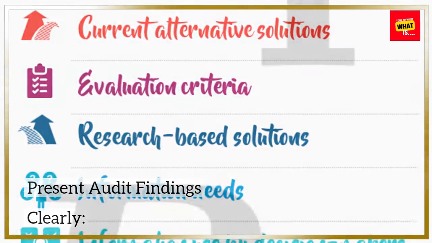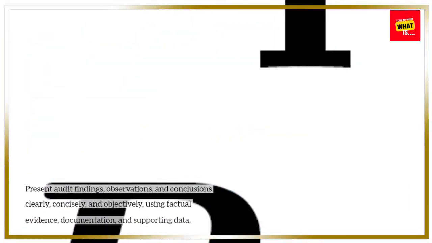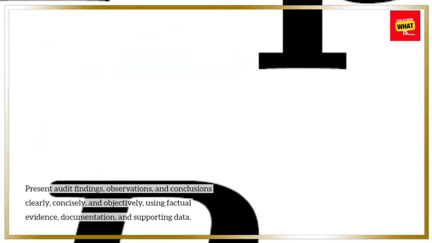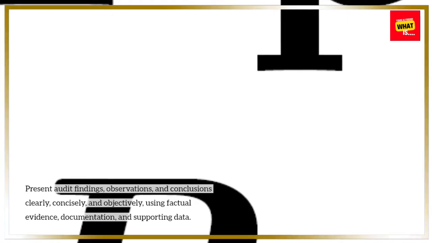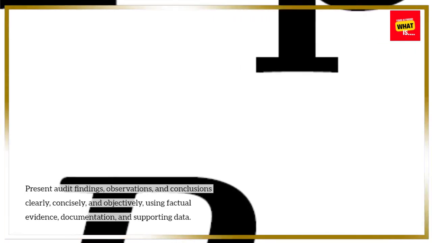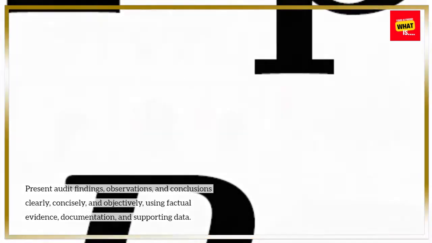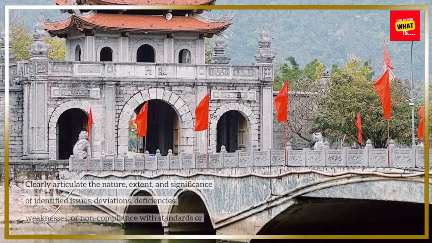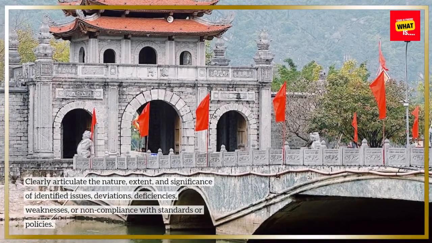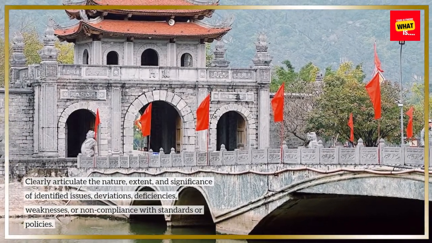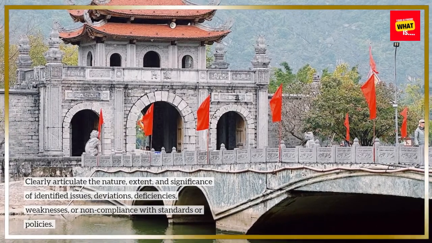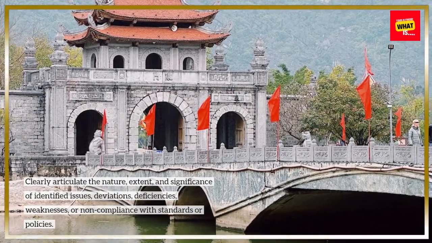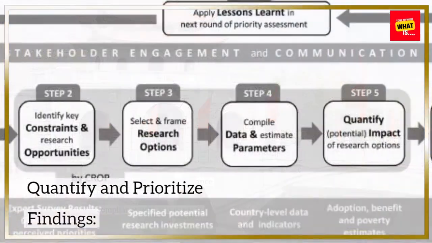Present audit findings clearly. Present audit findings, observations, and conclusions clearly, concisely, and objectively, using factual evidence, documentation, and supporting data. Clearly articulate the nature, extent, and significance of identified issues, deviations, deficiencies, weaknesses, or non-compliance with standards or policies.